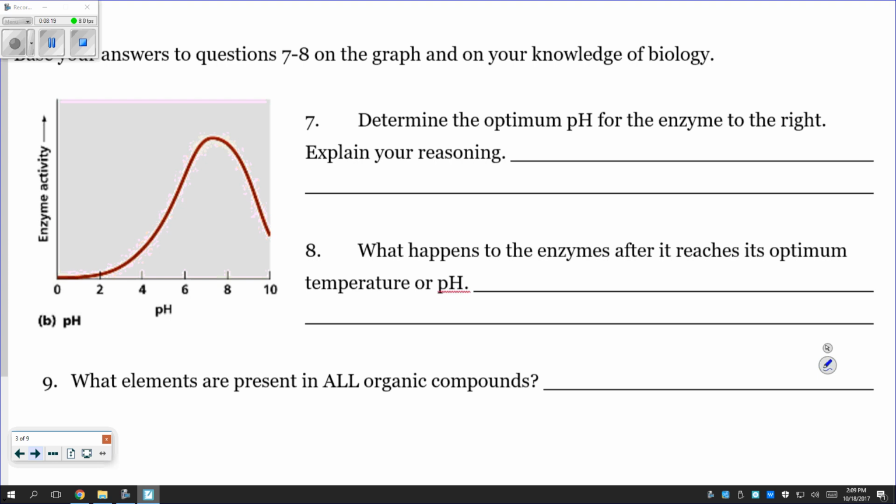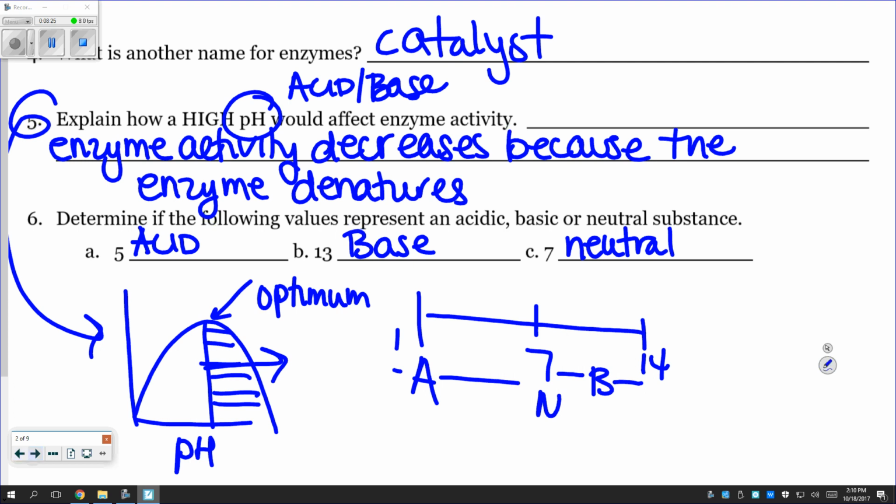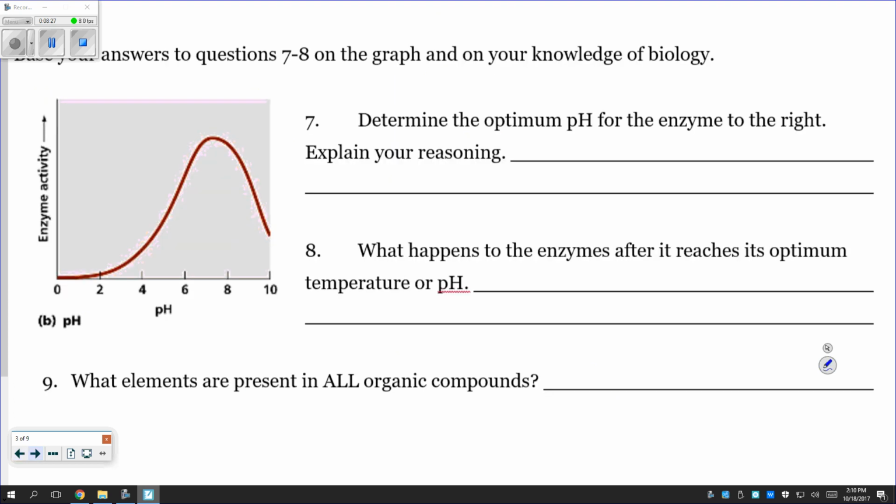Our next page has us actually analyzing the graph. Hold on. Apparently I'm missing one question. So let's just look at number 10. Oh, just kidding, I've skipped them.